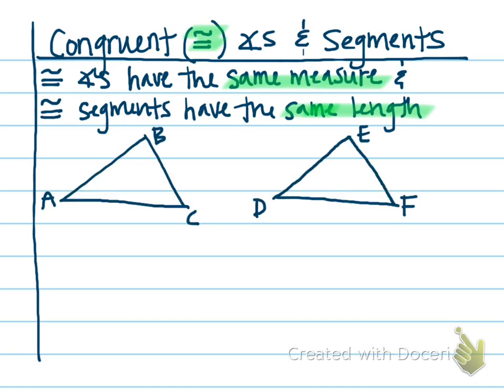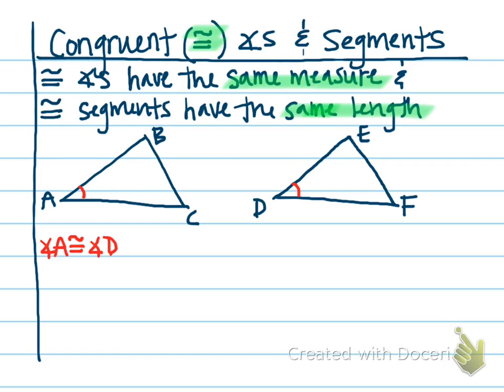Okay, let's go ahead and look at some congruent angles. I'm going to pretend that these two triangles are congruent in every way, angles, segments, everything. So let's look at the angles first. We'll say that angle A is congruent to angle D. The way that I would note that on my picture is with one little arc. That means that they are congruent. So we would say angle A, we'd put the congruent symbol, and then we put angle D. That's how we would physically write it.